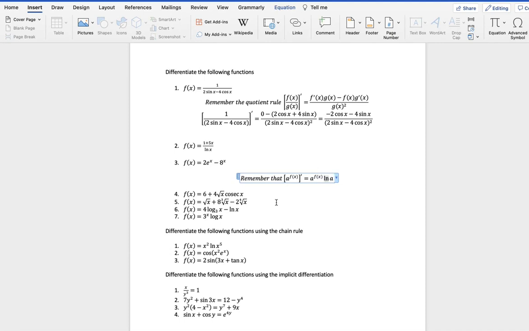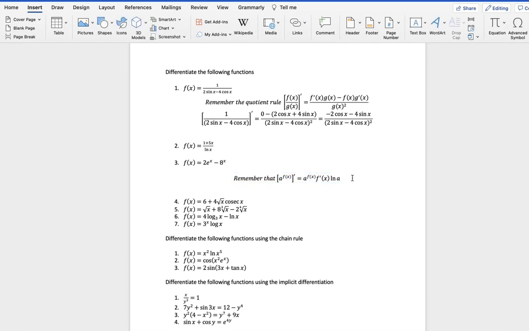So it will be the same thing again, a to the f of x multiplied by the derivative of f of x multiplied by ln of a. Okay, so this is sort of the general form of the expression. All right, so now if you apply it to our problem here, let's just rewrite that.